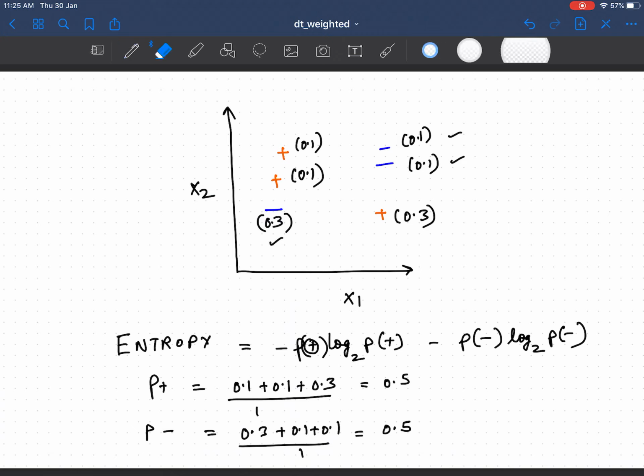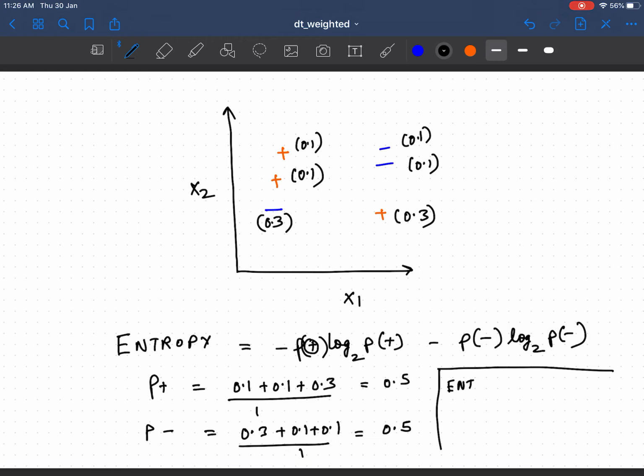Thus, if we now compute the entropy, I'm going to just write it over here, the entropy is minus half log base 2 half and minus half log base 2 half, which is 1, which is the maximum possible entropy when you have just two classes. Okay, so far so good.